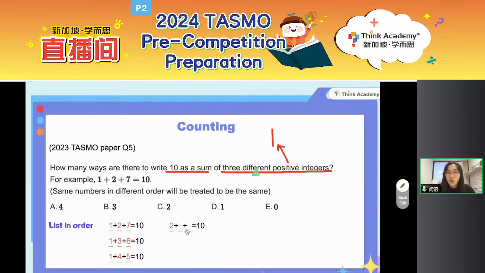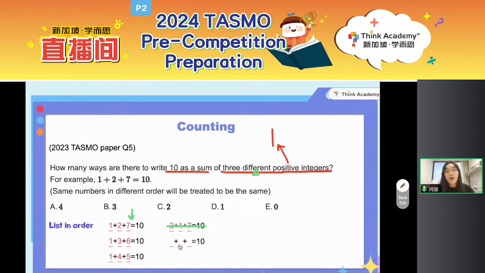So what is the first one? Is it 2 plus 1 plus 7? Am I correct? 2 plus 1 plus 7? No, why? Again, that is the same as the first set, right? You just change the order, but the numbers you use are totally the same.